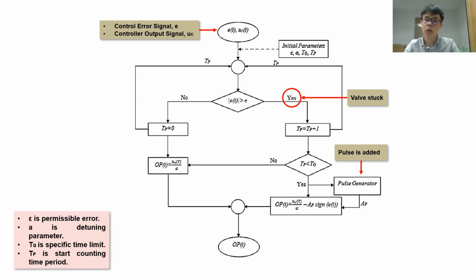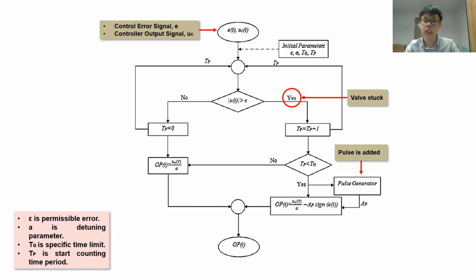The system will check whether the error signal is greater than the predefined threshold epsilon. If the control error is less than epsilon, the TP, which is the start counting time period, will be 0 and proceed to the output with the equation dividing by the detuning parameter. Else, if the control error is greater than the predefined error limit, it means that the valve stem starts at a fixed position. After that, if TP is greater than the specific time limit, it means that the valve still remains stuck at the fixed position.